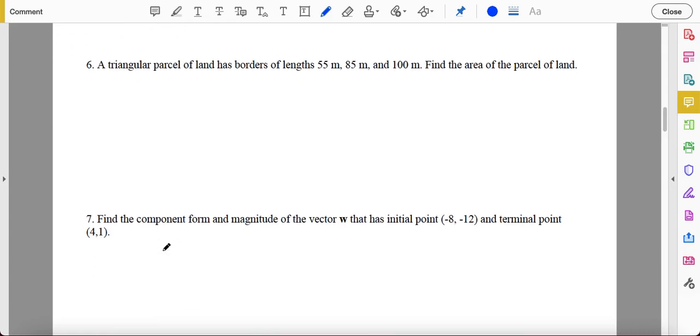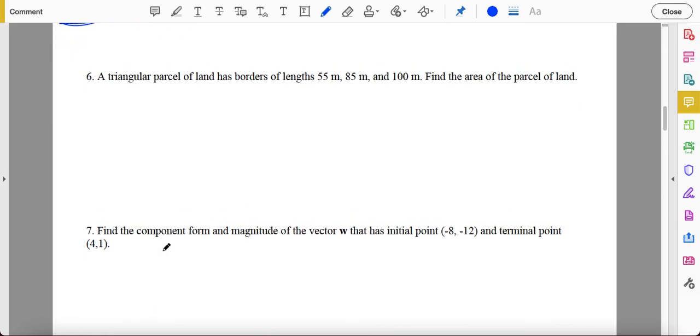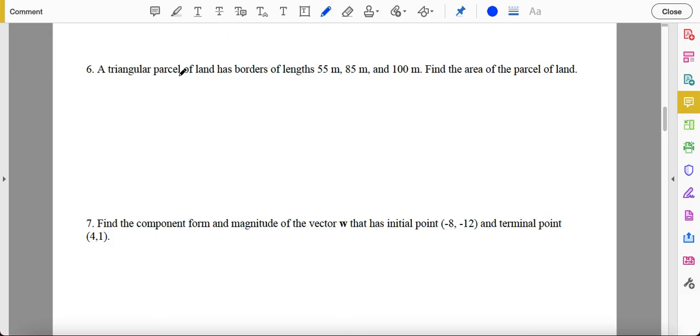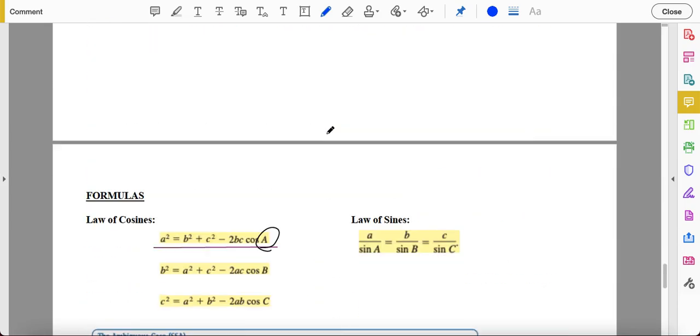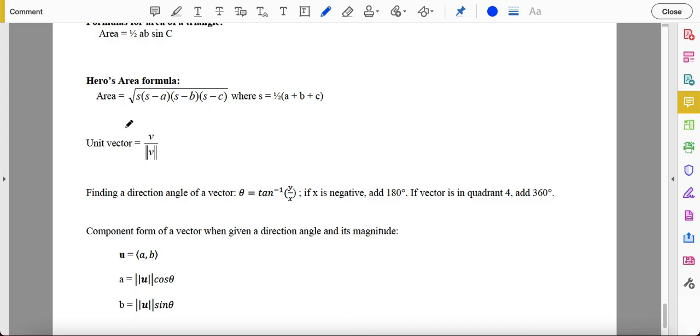All right. Last question on this first half of the review. We've got a triangular parcel of land whose borders have lengths of 55 meters, 85 meters, and 100 meters, and we want to find the area. For this one, notice how we're given 3 sides and no angles. So to find the area, we're going to use Heron's area formula, which is area equals the square root of s times the quantity s minus a times the quantity s minus b times the quantity s minus c, the square root of all that.